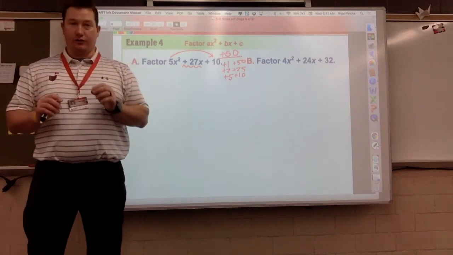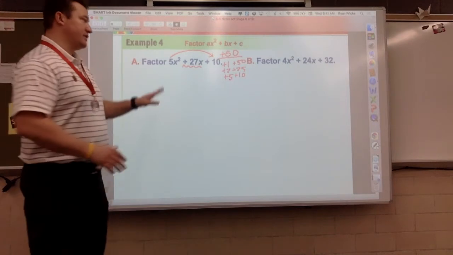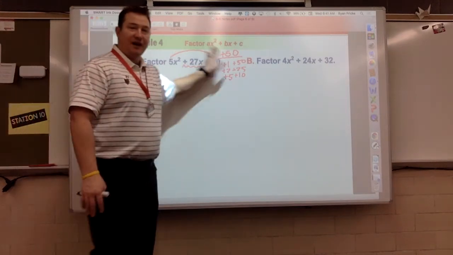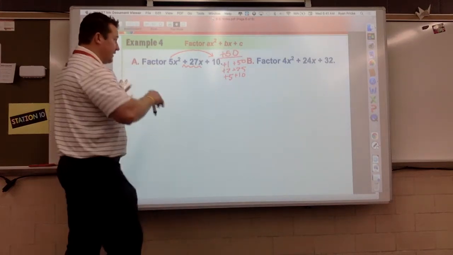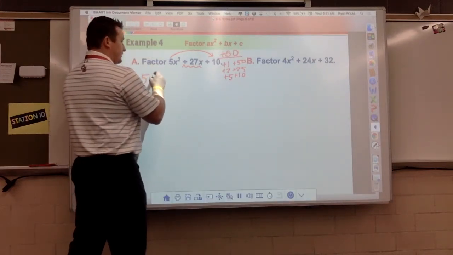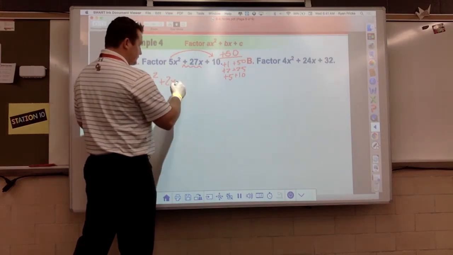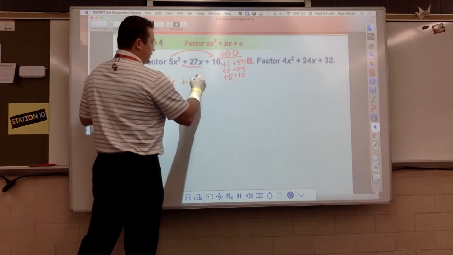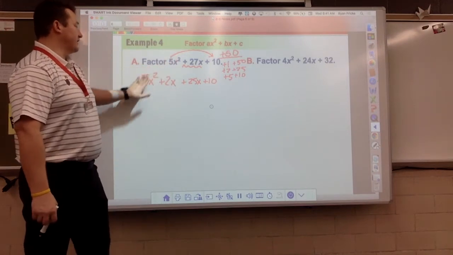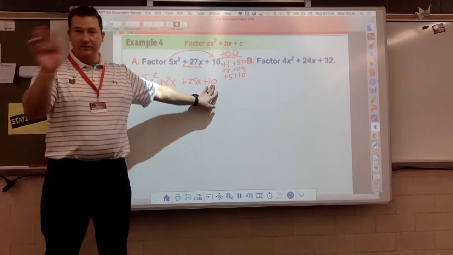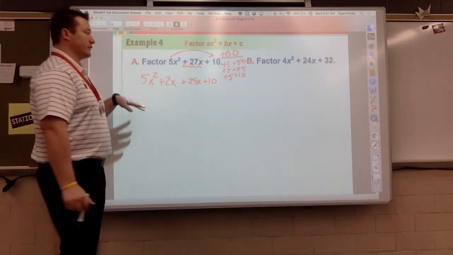Now, be careful. When I go to rewrite this, just as we've been doing, the only thing that changes is the 27. You leave the 5 and the 10 alone. You hear me? You do not make this a 50. That will lead us down the wrong path of factoring. So 5x squared, let's just say plus 2x plus 25x plus 10, okay? So again, 5x squared stayed here, 10 stayed here, just like we've been doing. We just replaced the middle term with our 2 factors, okay?